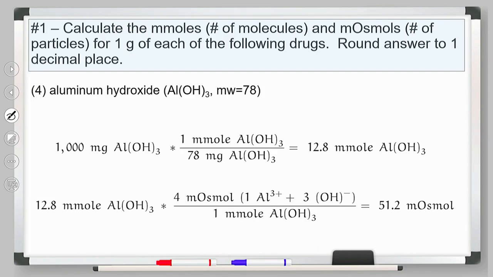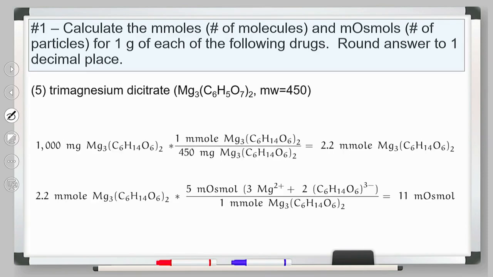Okay. How did we do on aluminum hydroxide? Again, 1,000 divided by 78 gave me 12.8. So starting with 12.8 millimoles, then looking at the formula, we get 1 aluminum, but we get 3 hydroxides. So 1 aluminum plus 3 hydroxides is 4. That's where this number 4 comes from. 4 times 12.8 gave us 51.2. Okay, are we getting a little pattern down here? I know this is not mind-blowing, but you have to look at the formula.